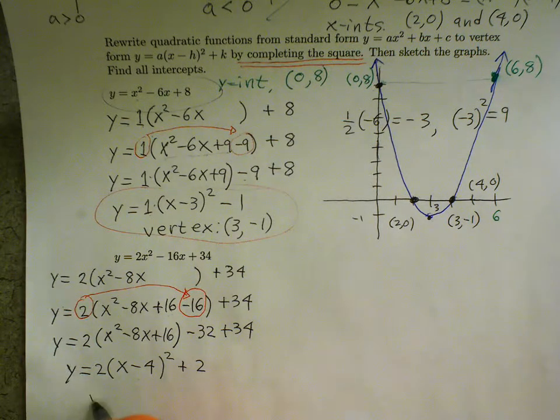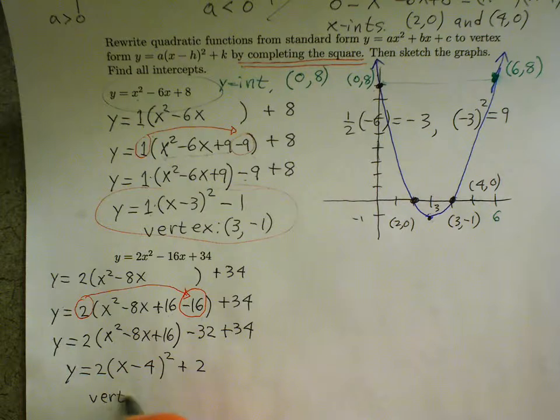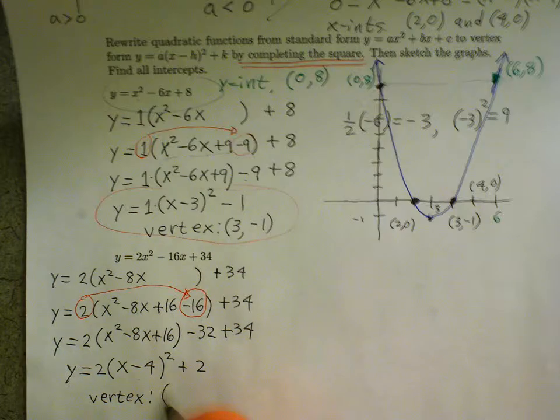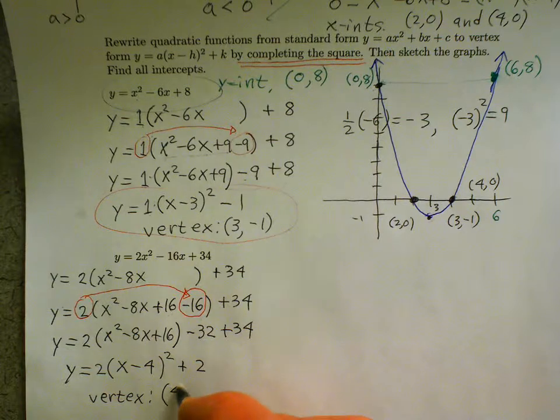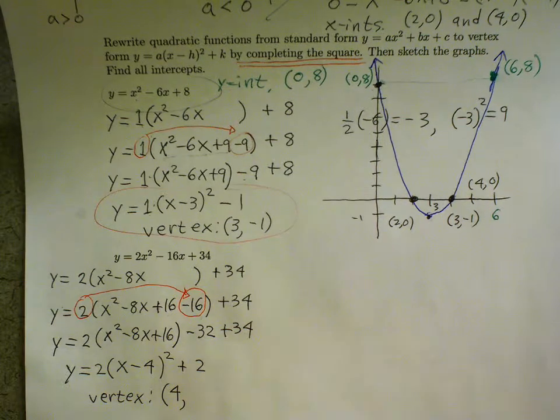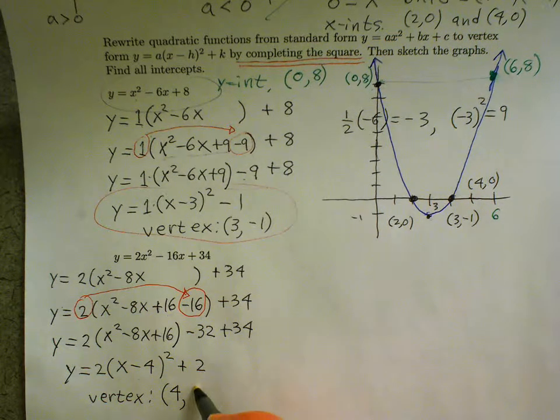And now it's in vertex form. And we can write down the vertex. The x coordinate of the vertex is the number that we're subtracting from x on the inside of the parentheses. So the x coordinate is 4. The y coordinate of the vertex is the number that is added on the outside. Since we're adding 2, the y coordinate of the vertex is 2.